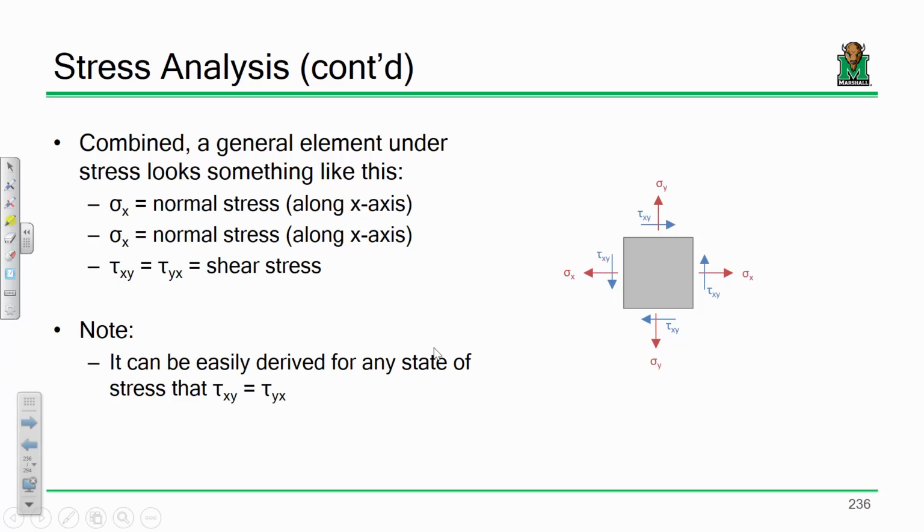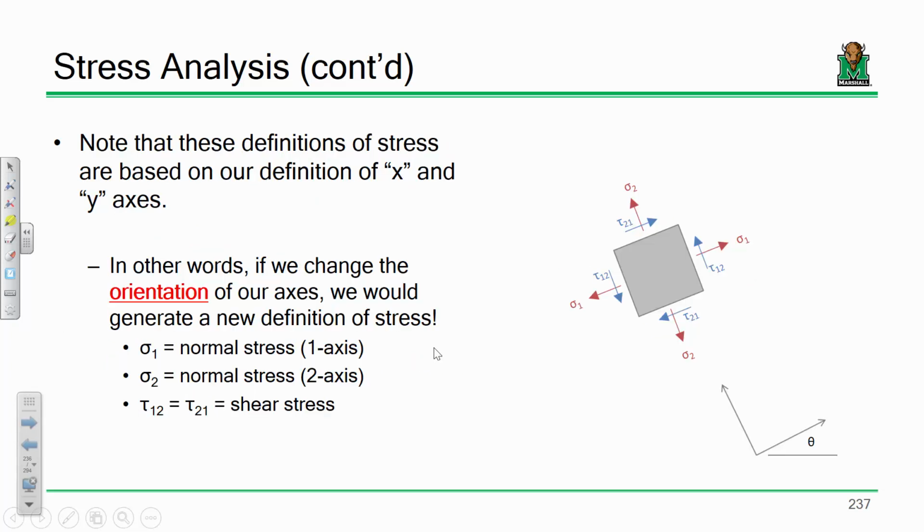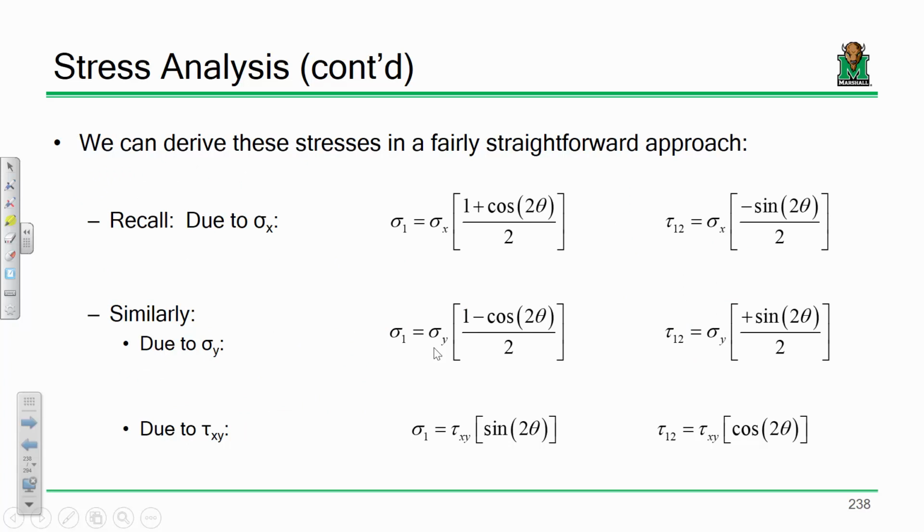Now, like I said, I can define this stress state. I'm trying to determine what the state of stress would be if we changed our orientation. Now, I had already derived these right here. I had already derived a sigma 1 and a sigma 2, or sigma 1 and a tau 1, 2.